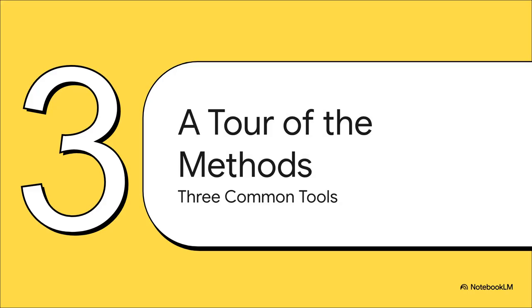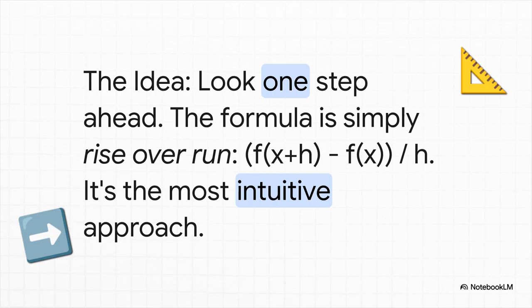So how we choose which neighbor to connect that line to, well, that leads us to a few different methods, and each one has its own set of strengths and weaknesses. So let's pop open the toolbox and take a quick tour of the 3 most common tools you'll find. First up, we've got the forward difference. This is probably the most intuitive way to do it.